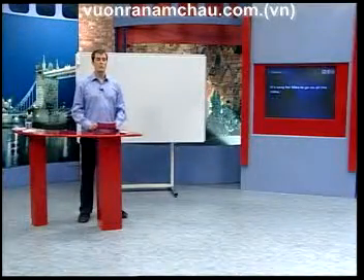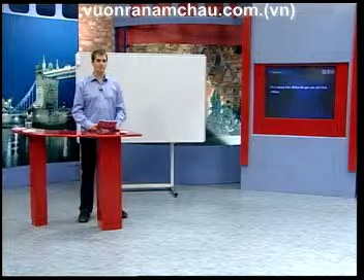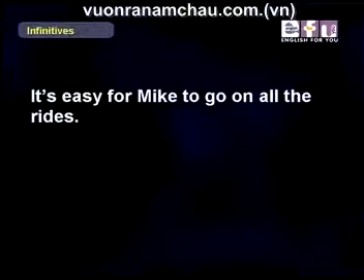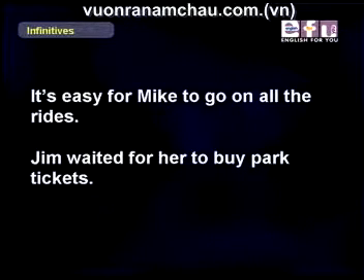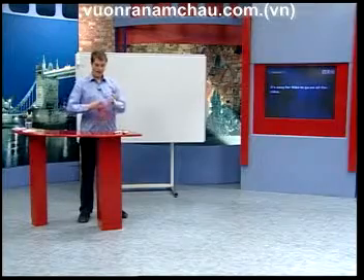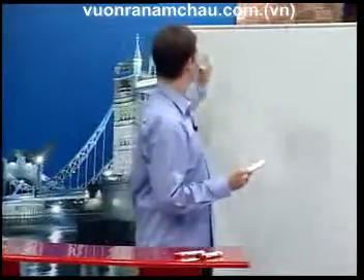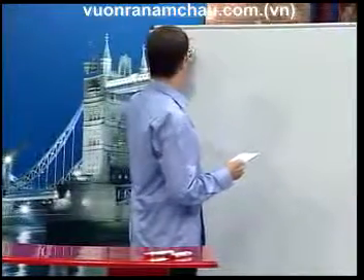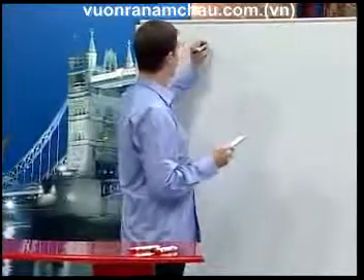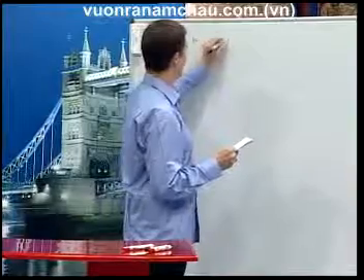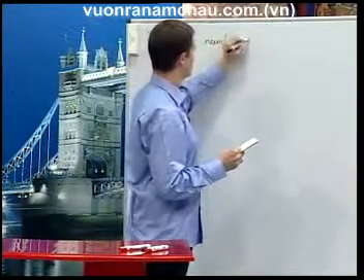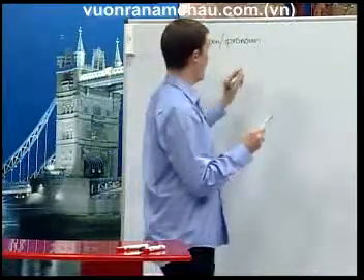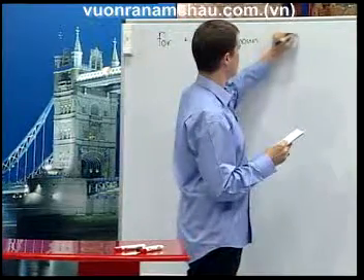Let's look at one more use for infinitives. Have a look at these examples. It's easy for Mike to go on all the rides, and Jim waited for her to buy park tickets. So we have for, plus noun or pronoun, and plus an infinitive.